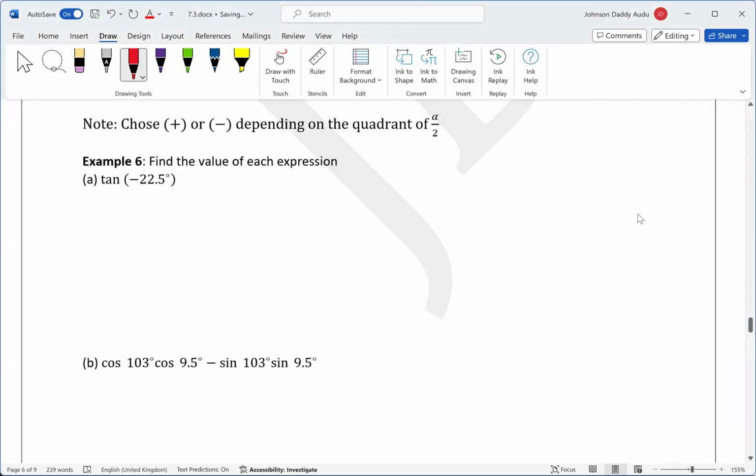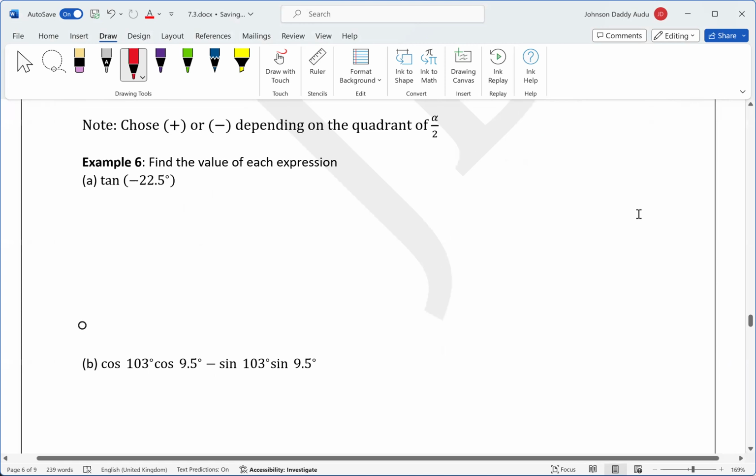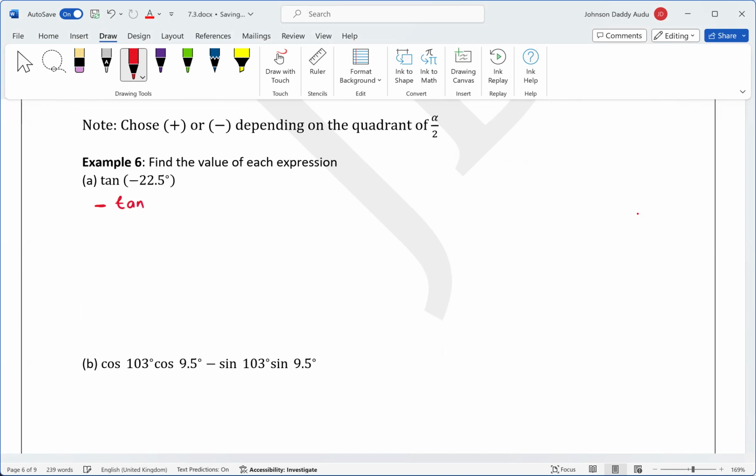All right, now let's solve examples. Look at example 6. We want to find the value of each expression. So this is tan minus 22.5. We know that tan is what? Tan is an odd function, so the minus can go out. So this will just be minus tan 22.5.